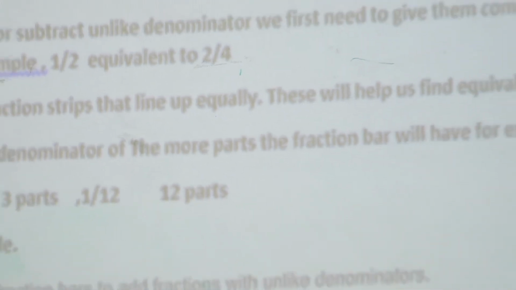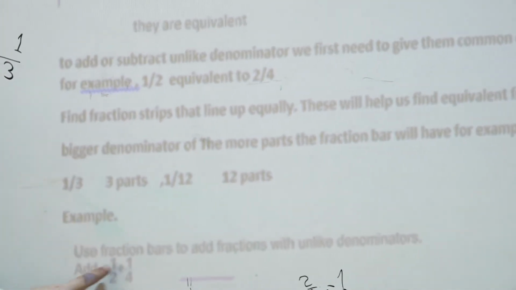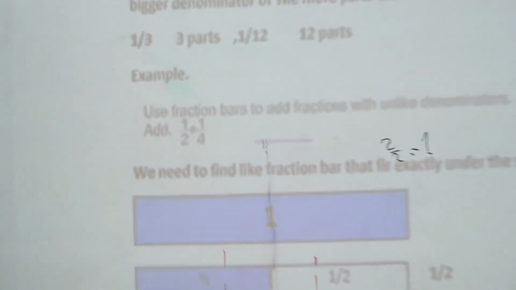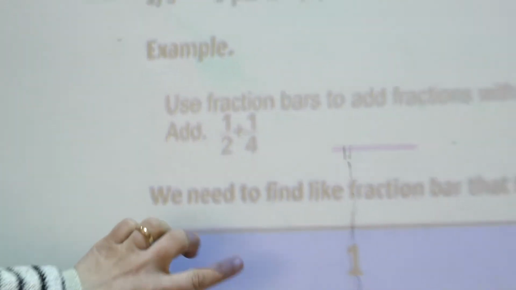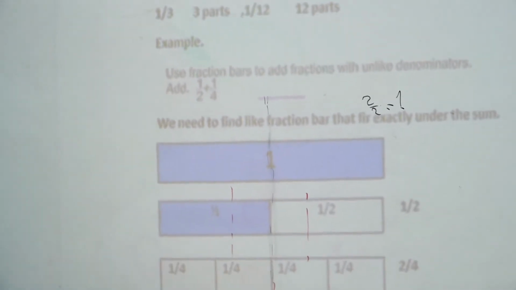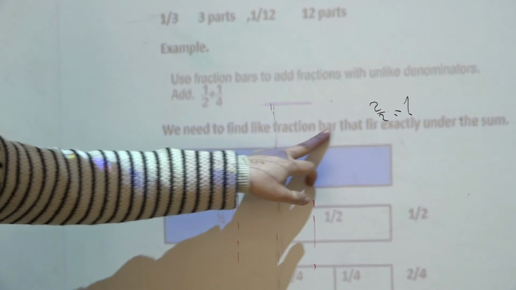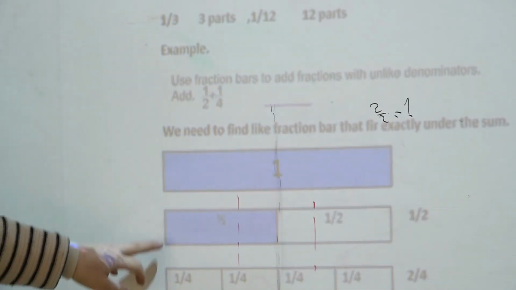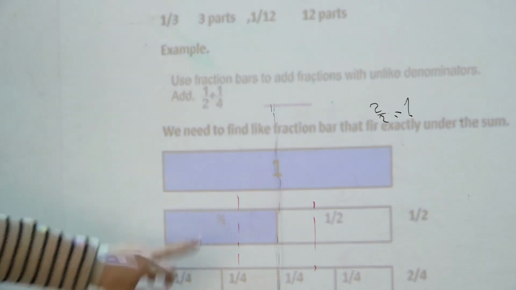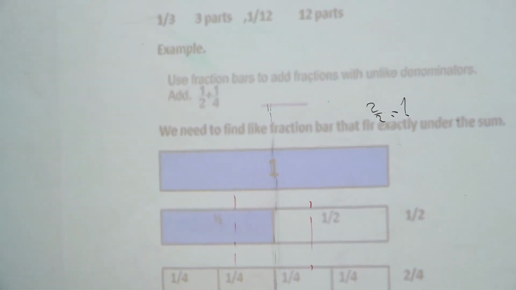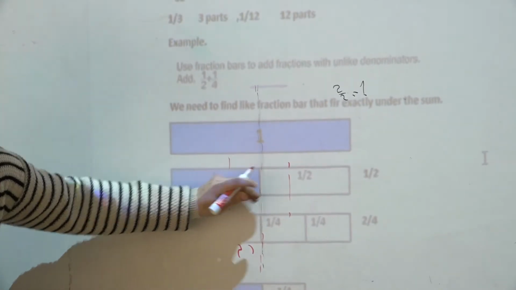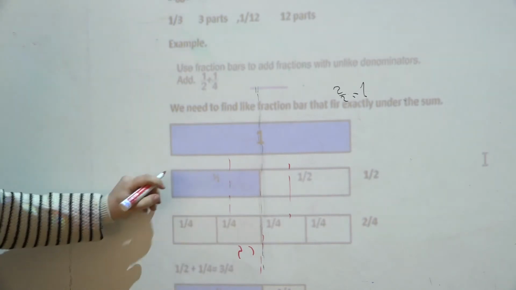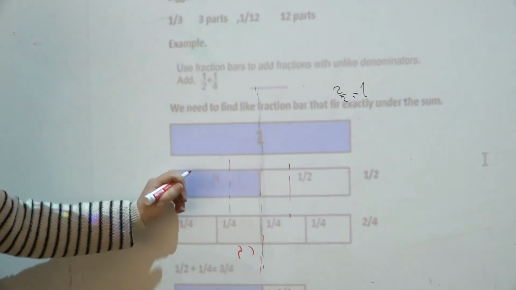For example, use fraction bars to add fractions with unlike denominators. I have 1/2 plus 1/4. We need to find the like fraction bars first, exactly under the sum. So what do we need to do at first? I have 1/2 plus 1/4. Look, I use this bar, this 1/2 equals 1 whole. So I shaded, or colored, this bar, which means I want only this 1/2.